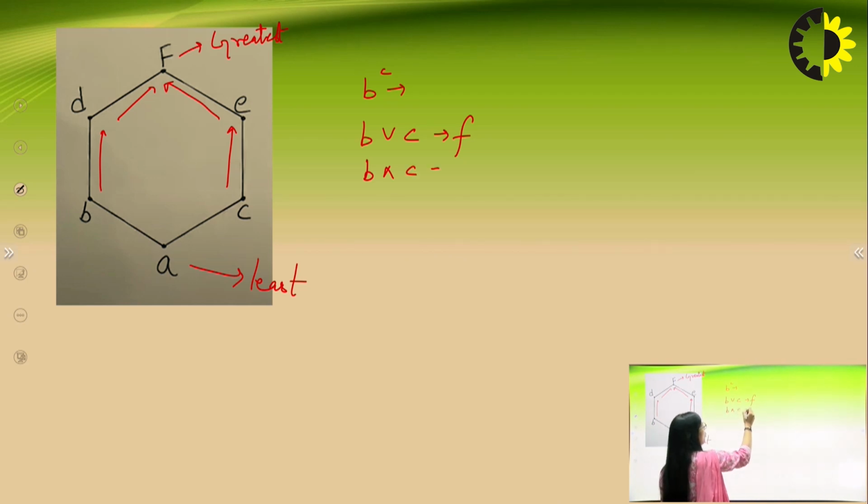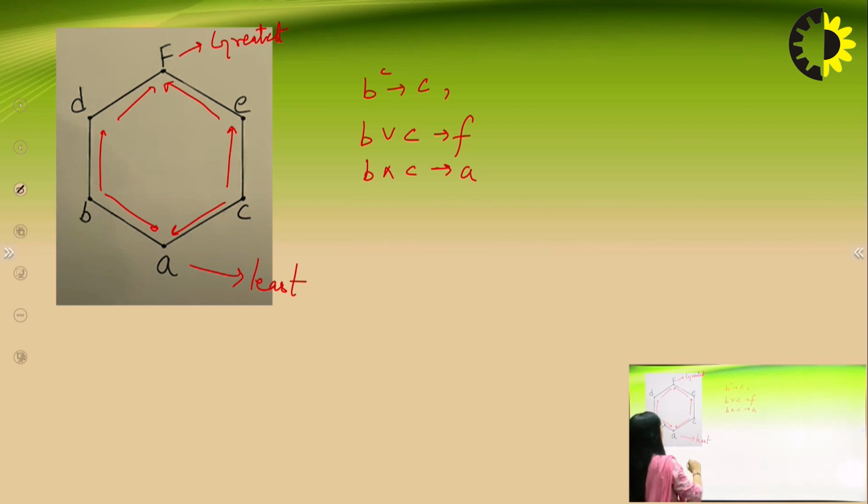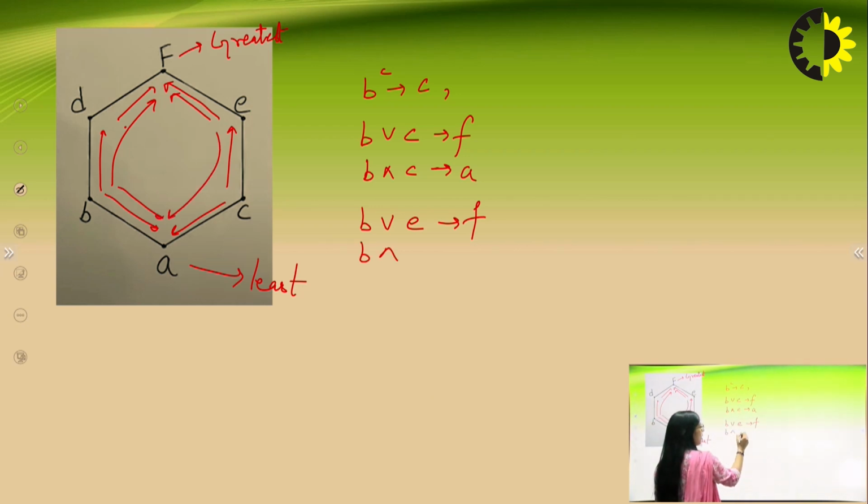Same, if we move downwards from B and C, we reach A, which is the least element. So the complement of B can be C. But there is one more complement of B. If we check B join E, in this case also we will be reaching F in the upward direction and A in the downward direction. It is also satisfying the conditions for a complemented lattice. Hence, E is also the complement of B.